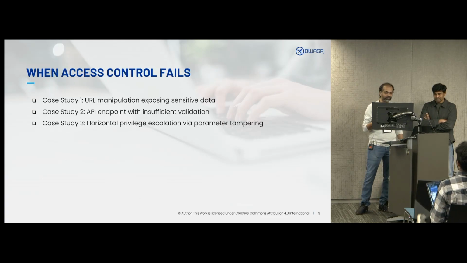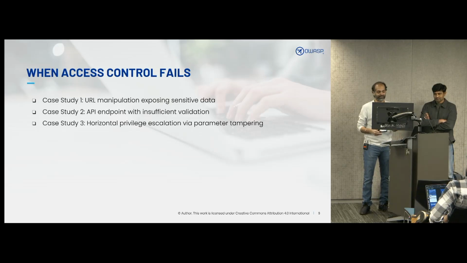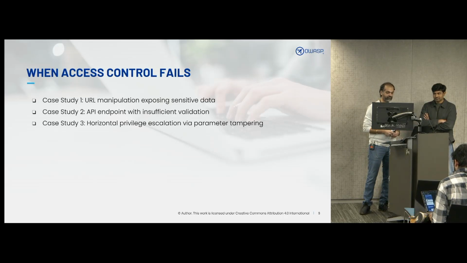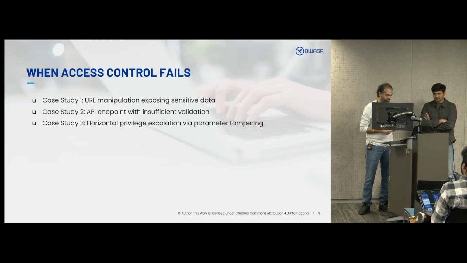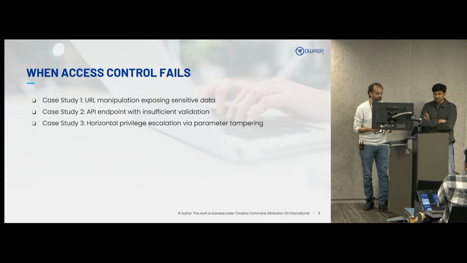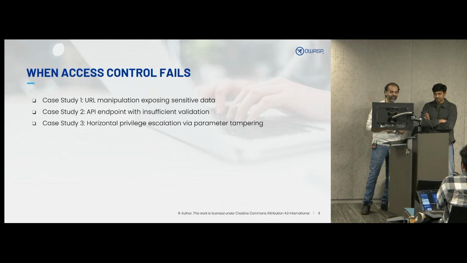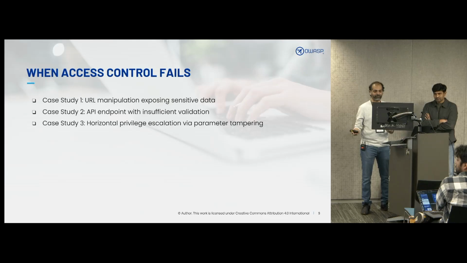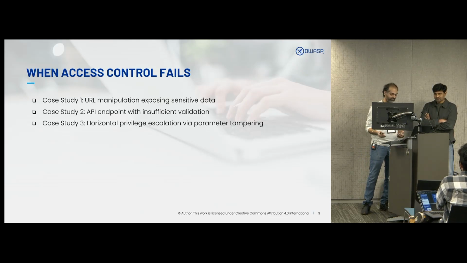So when access control fails, we picked up 3 case studies from the real world, and we've abstracted the names of the companies. In the first case, a major healthcare provider had a vulnerability where simply changing the patient ID number in the URL allowed access to their patients' medical records. That would mean you're violating HIPAA compliance and many other related things, right?